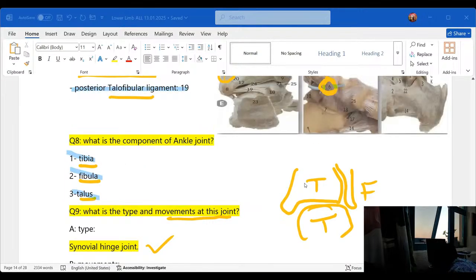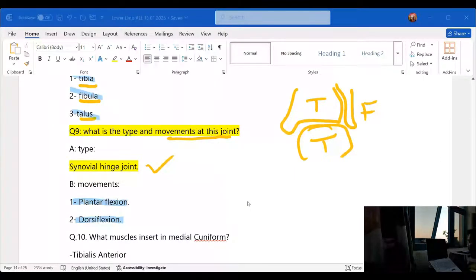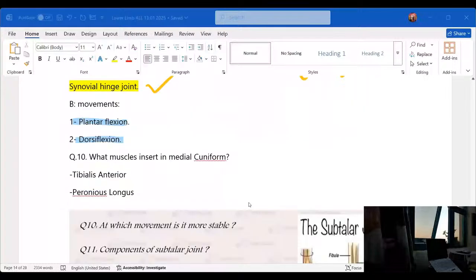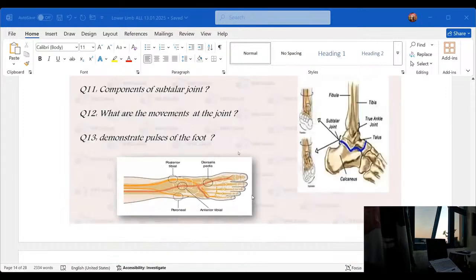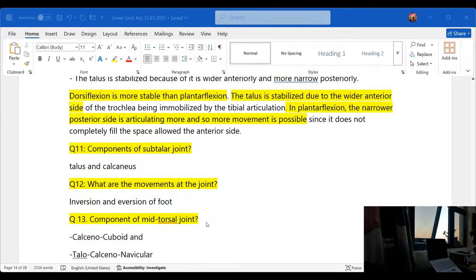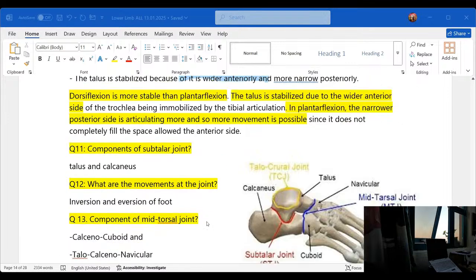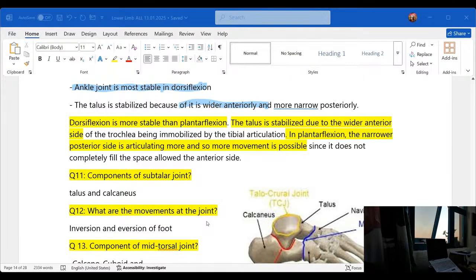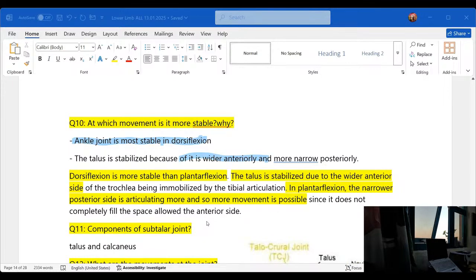Which components form the ankle joint? Tibia, fibula, and the talus, a synovial joint. Plantar flexion, dorsiflexion. What muscles insert into the medial cuneiform? Tibialis anterior and tibialis posterior. At which joint is the ankle more stable? In dorsiflexion, because the talus is stabilized: it is wider anteriorly and narrow posteriorly.